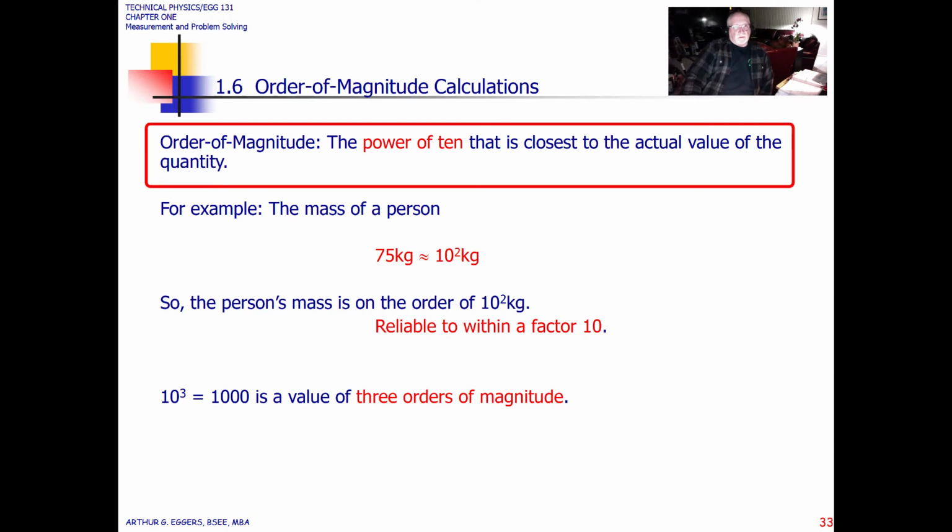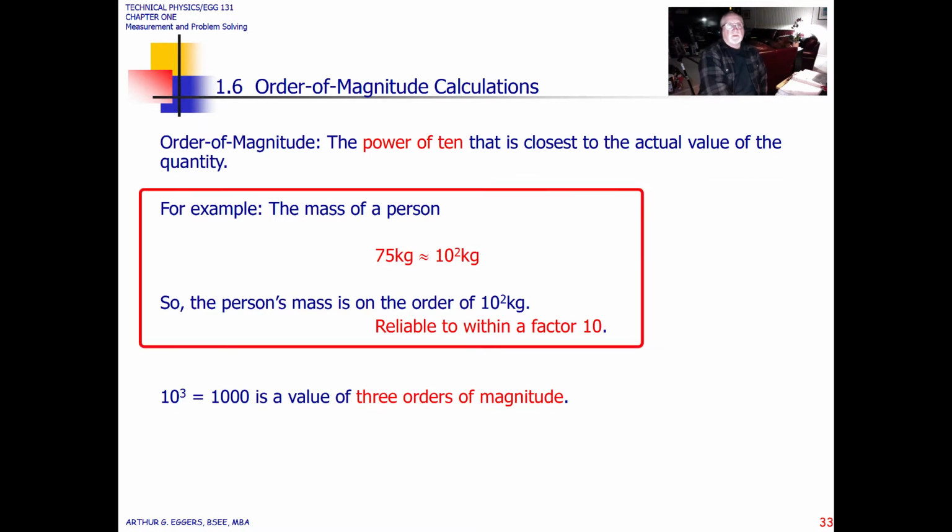Order of magnitude. An order of magnitude is the power of 10 that is closest to the actual value of the quantity. Estimators use orders of magnitude all the time when they're doing estimating in terms of land and carpeting and square footage. They'll come up with a number that is a quick order of magnitude that gives them a ballpark figure for doing an estimate.